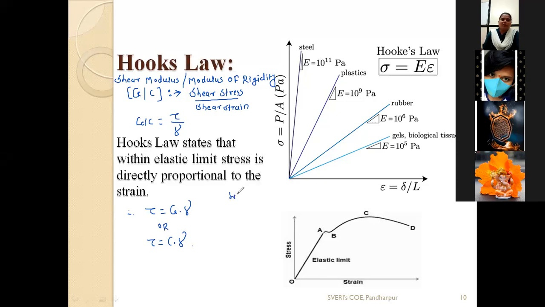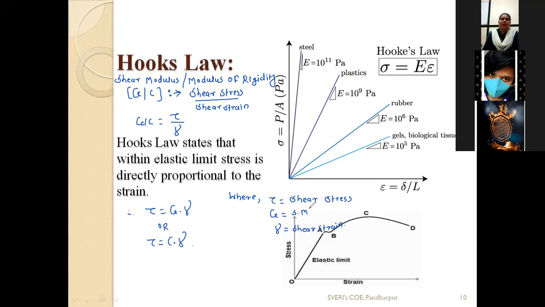And below write down, where tau is equal to shear stress, G is equal to shear modulus or modulus of rigidity, and gamma is equal to shear strain.